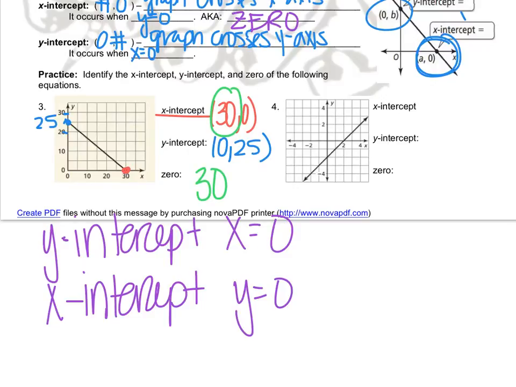So I want you to try number 4 on your own. I want you to pause the video and see if you can figure it out. So your x-intercept for this function was this point here, which is the ordered pair 2, 0. Your y-intercept was this point here, which is 0, -2. And recall our 0 is the same thing as our x-intercept, so our 0 is 2.